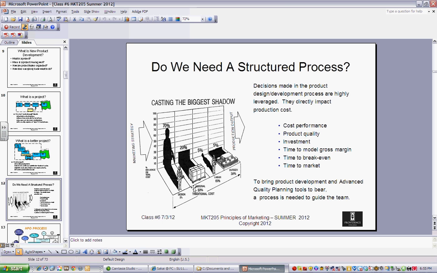Even though it's a small financial impact on the traditional cost, it has a very significant impact on what the end product is. So once you design something, if you don't design it properly, changing it can be very, very expensive.